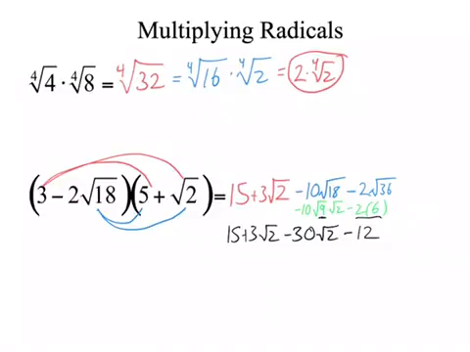Next, let's combine the like terms. So is there anything that can combine with the 15? Yeah, the 12. Negative 12, sorry. So 15 and negative 12 is 3. Can anything combine with this 3 square root 2? Oh yeah, right there. So it's 3 square root 2 minus 30 square root 2 is negative 27 square root 2.